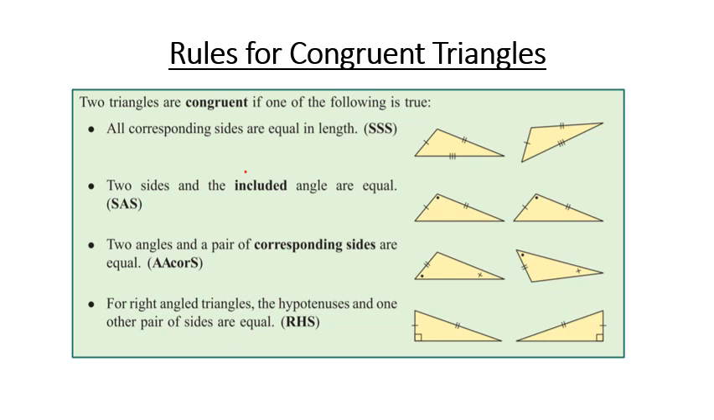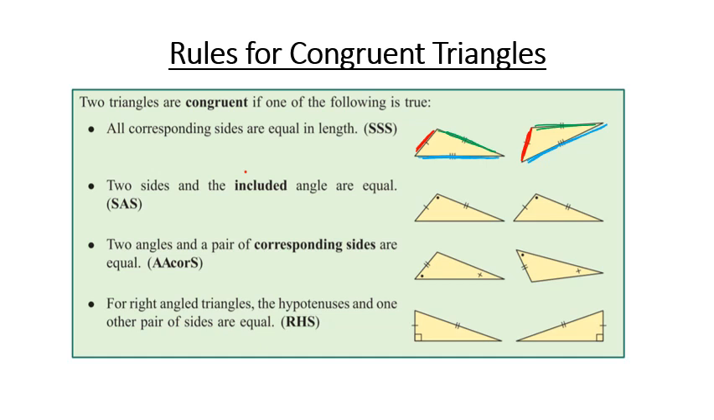The first one says that if all corresponding sides are equal in length, then the triangles must be congruent. This is called the SSS rule, or side, side, side. In the example, you can see that the shortest length corresponds to the shortest length on the second triangle. The longest length has 3 dashes, as does this longest length, and the middle length has 2 dashes and 2 dashes. They are all corresponding. Therefore, we can say that these triangles are congruent because their corresponding lengths are equal in length.